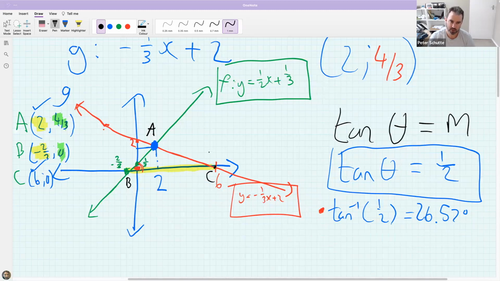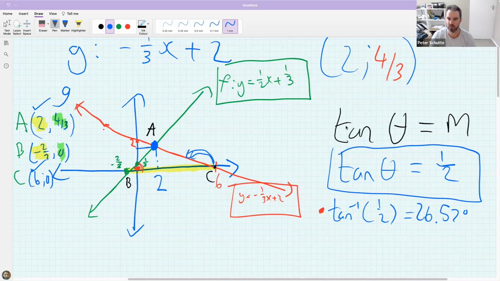So what I want to do next, and it's a slightly different type of question, is I want you to find the angle of inclination of the red graph. So the red one has the equation minus a third x plus 2. And so I want you, not the equation, sorry, the angle of inclination. I want you to work out what is the angle of inclination of this red straight line.